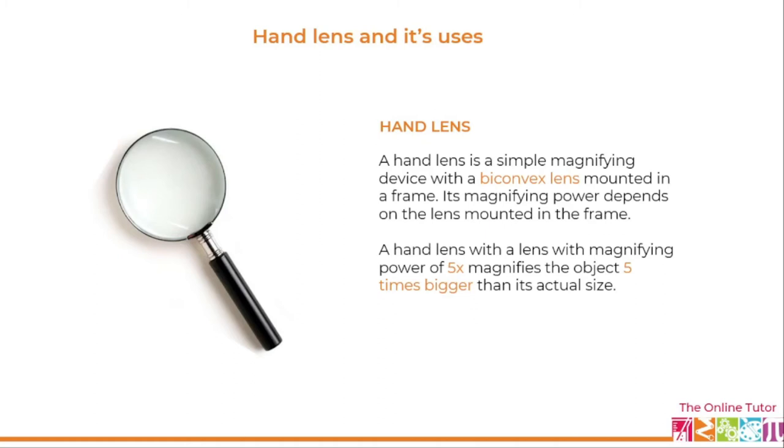Now, a hand lens with magnifying power of 5x magnifies the object 5 times bigger than its actual size. So what a hand lens does is you use it to magnify an object or a specimen to appear much bigger than it is in real life, in case you don't have a microscope to visualize the specimen.